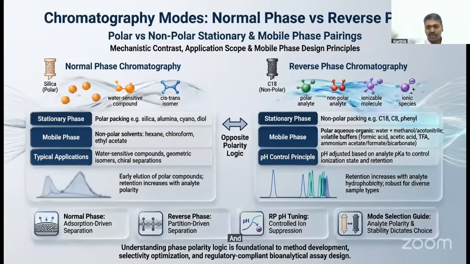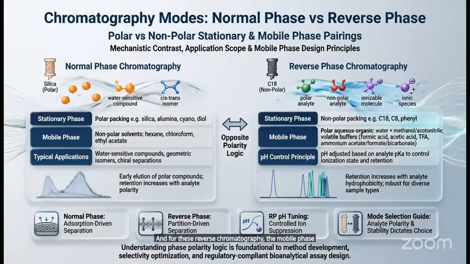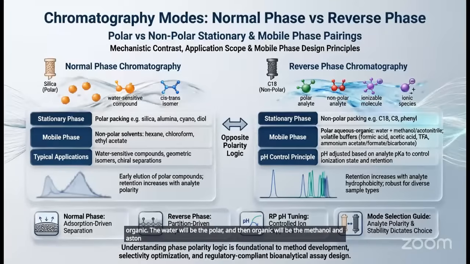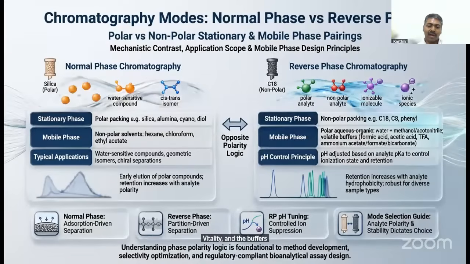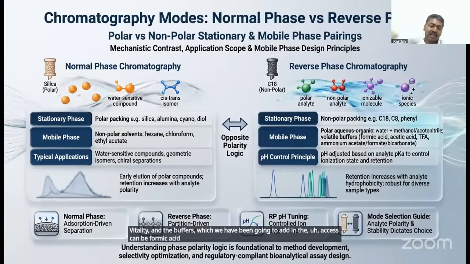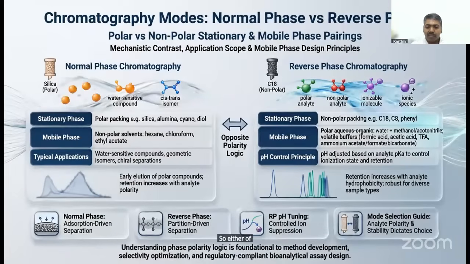For reverse phase chromatography, the mobile phase is polar aqueous with organic. Water is the polar phase, and the organic is methanol or acetonitrile. Only these two organics are used for LC-MS. The buffers added to the aqueous can be formic acid, acetic acid, trifluoroacetic acid, ammonium acetate, ammonium formate, or ammonium bicarbonate, selected based upon the pH we work at, based upon the analyte pKa. So any of these volatile buffers can be selected.